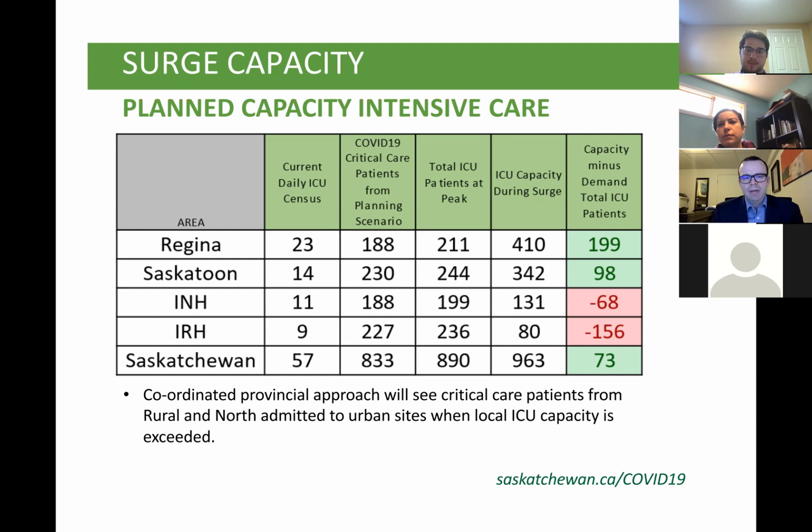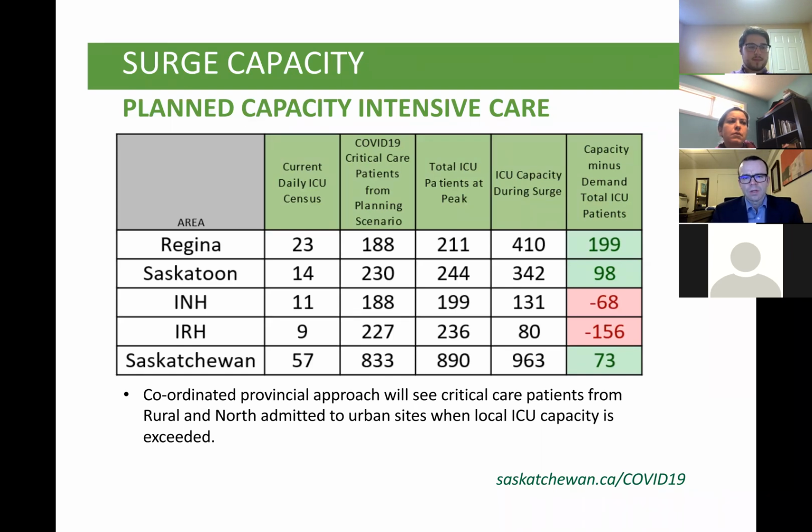We expect, or based on this, we don't expect, we hope this doesn't happen obviously, but we're planning towards a number of 890 potential ICU patients at the same time in this planning scenario. And based on that, we've planned for a capacity beyond that with about 963 ICU beds capacity. And you can see that there's a breakdown here between Saskatoon and Regina, which have excess capacity beyond the numbers that are identified for their specific areas.